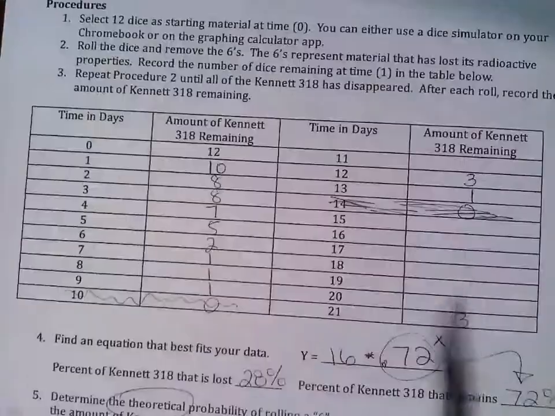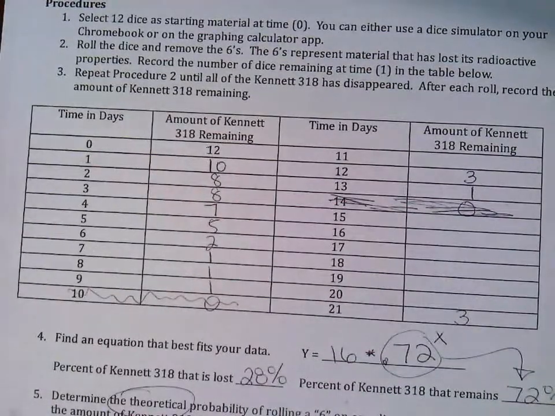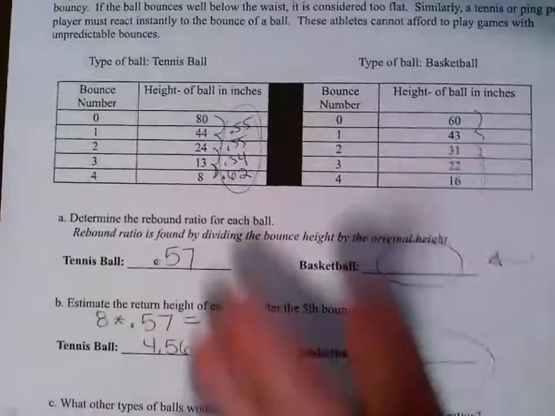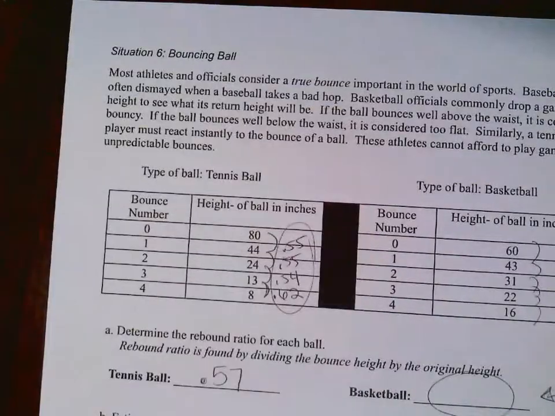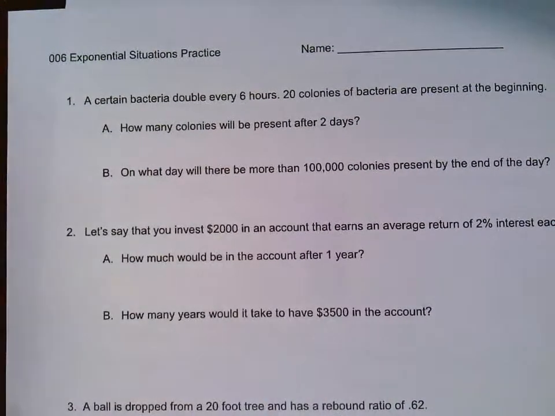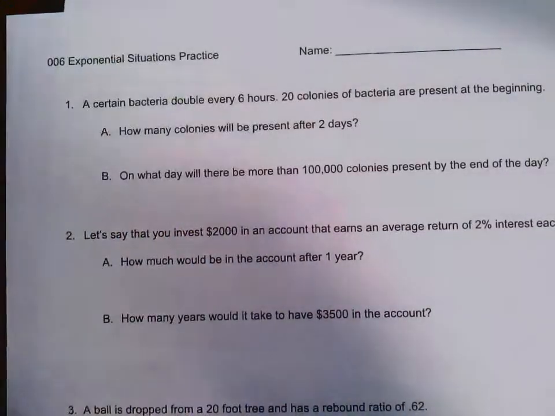So I'd like you to finish the dice simulator. And then you can just submit the back 2 pages, so situation 6 and situation 7, so that I know that you completed 005. And then you are going to move on and complete 006 on your own. And that should be some practice of those exponential situations. So you're going to also put 006 on Google Classroom.